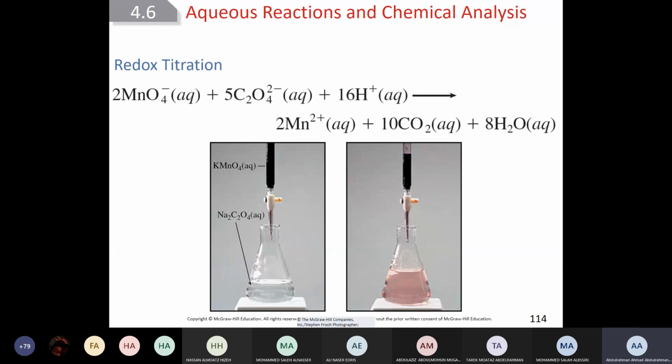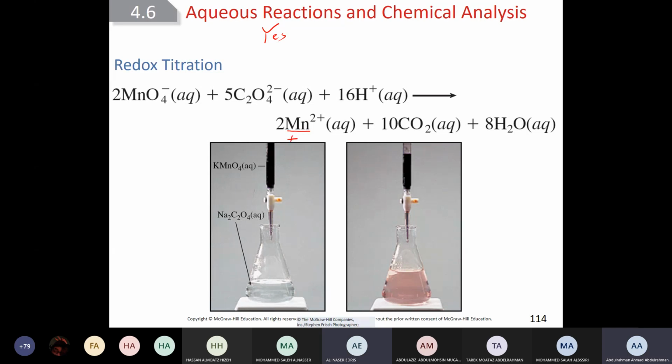And this is an example of acid-base reaction. Is this acid-base reaction? I mean, not acid-base. Is this redox reaction, the reaction that you're looking at? Is it redox reaction? The answer is yes. Tell me why. What's the oxidation of manganese in here?